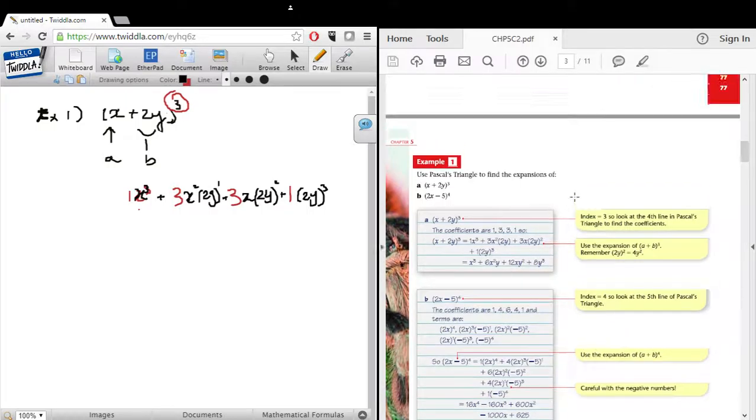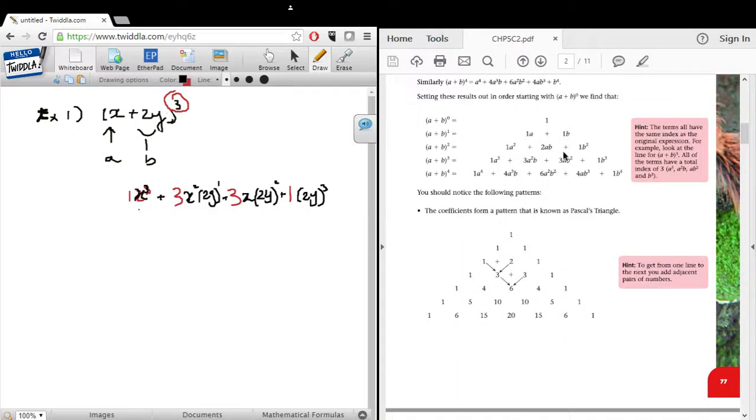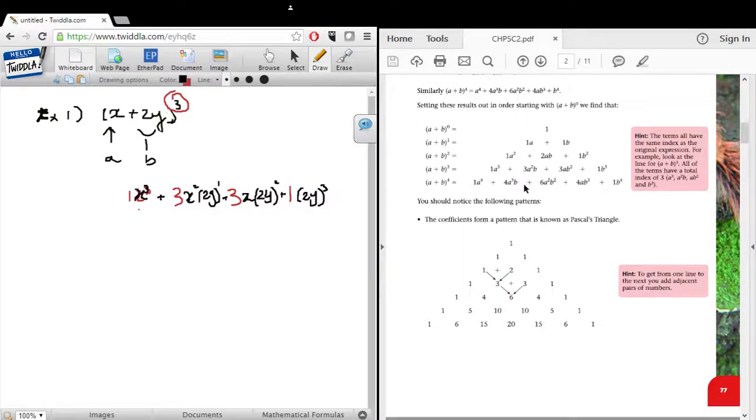The reason for that is the following. If we look back at our triangle here, you'll note that we have this particular pattern going on.